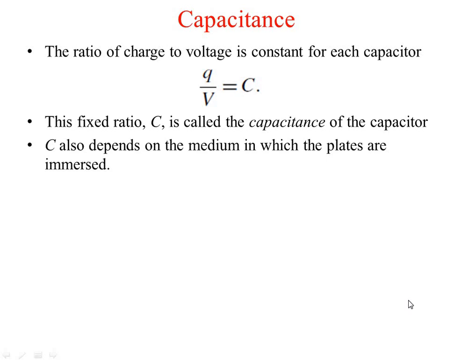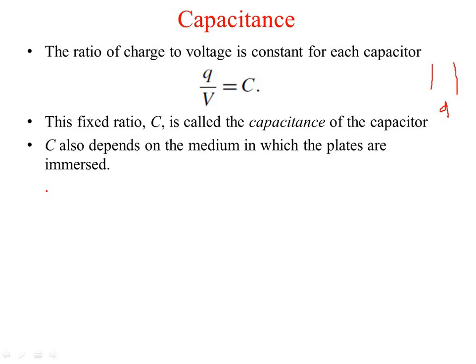So C depends upon the medium in which the plates are immersed. We have seen that the two plates are separated by distance d, and there may be a gap between these two, and they are immersed in a medium. So the value of C depends upon that medium also, that is, the medium that carries the electric field between the two plates.